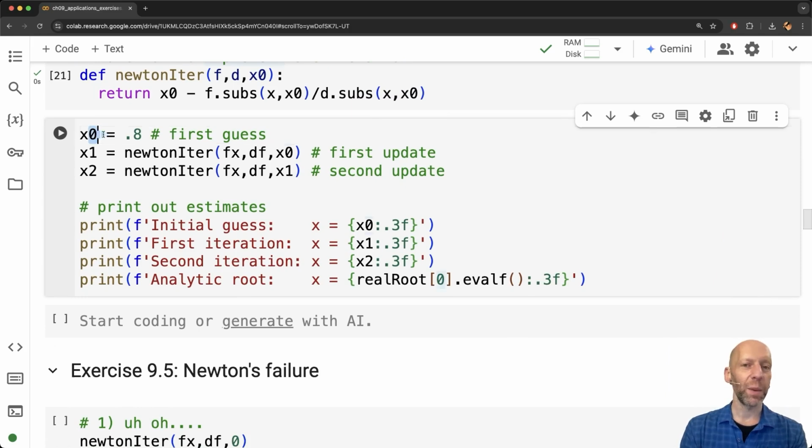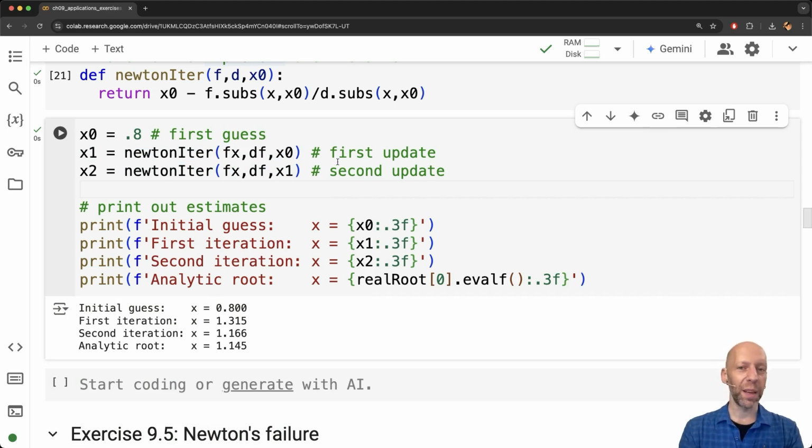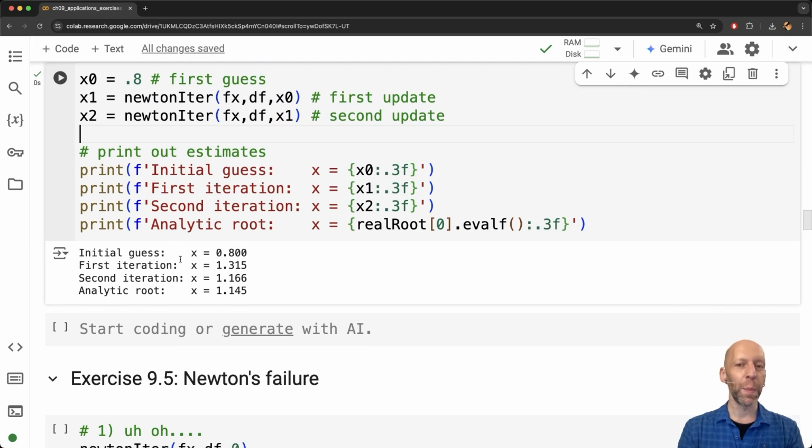Okay, and then here I start with our initial guess of 0.8, and then I run through the function once, and then I run through it again. And notice that the input to this second update is the output of the first update. Again, in this particular example, I'm only running it twice. We don't need to use a for loop here. Okay, so this is the output.